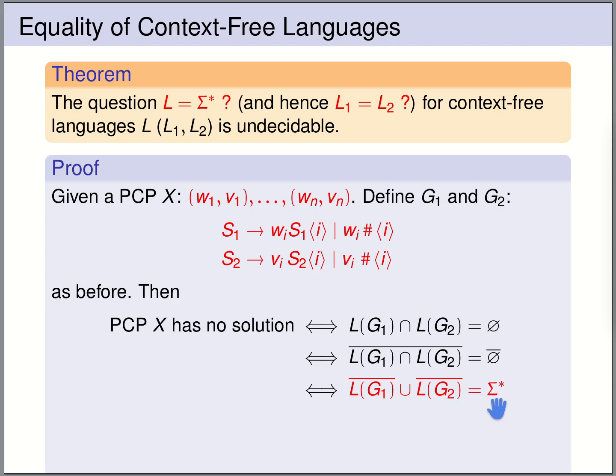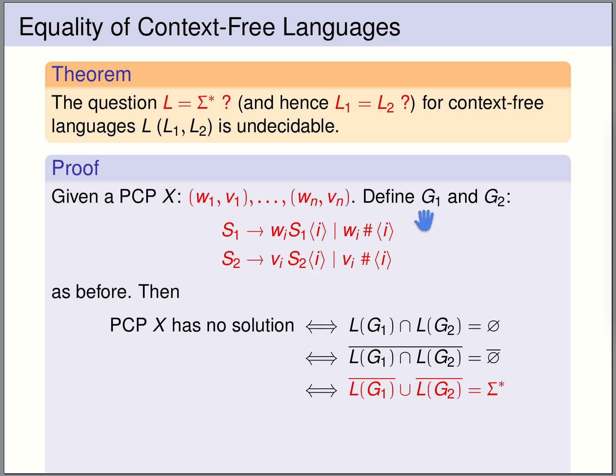Now, this is already in the form of our question. In our question, we wanted to have the left-hand side as a context-free language. So we have to show that the left-hand side is a context-free language. We know that the union preserves context-free languages. So it suffices to show that the complement of the language of G1 is context-free and the complement of the language of G2 is context-free.